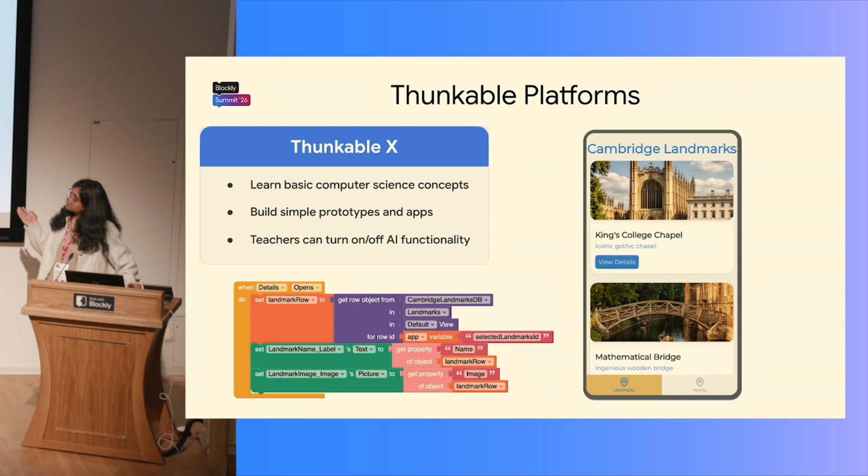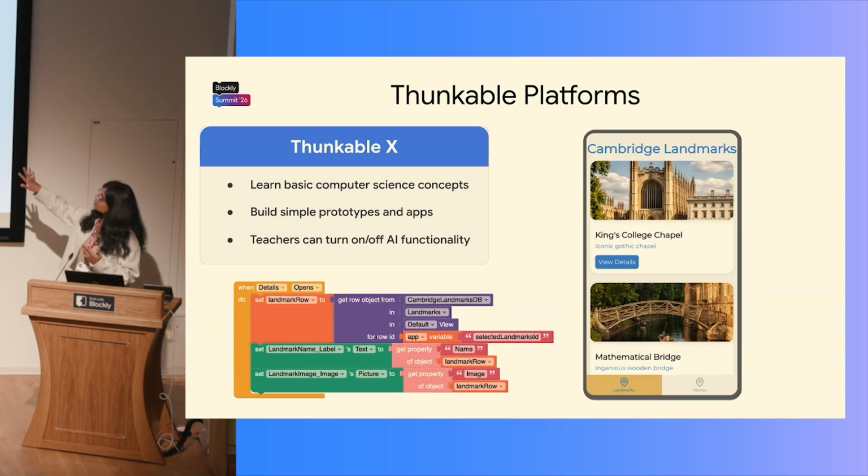And the second platform that we have is Thunkable cross-platform. So we are still continuing to teach basic computer science concepts to students, and also build simple prototype apps. You see the screenshot here is a bit simpler than the other one. And we also have this AI functionality, so the teachers can decide whether the students want it or not. Interestingly enough, we have a curriculum that we use for students. Basically, they will start with the basic blocks, and then in the end, they can use the AI-assisted functionality that we have to polish it.